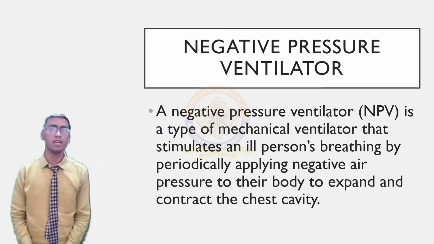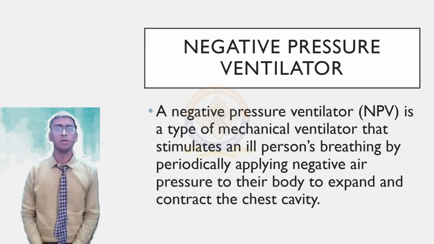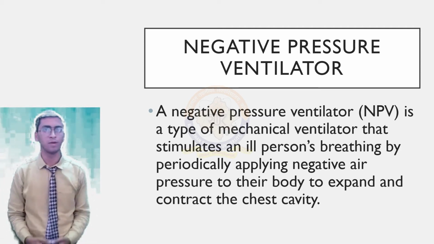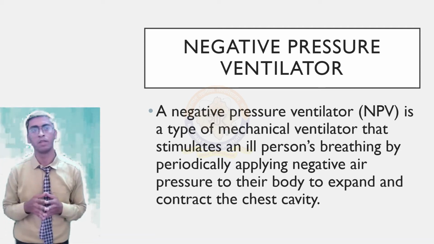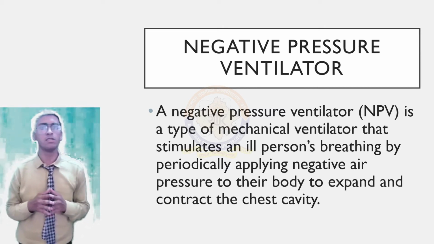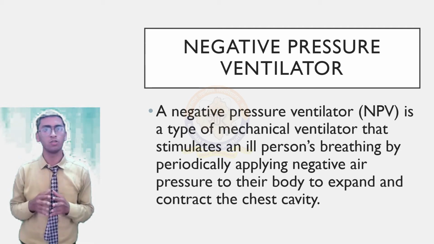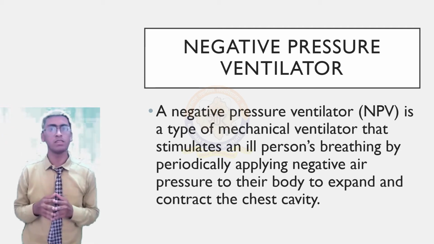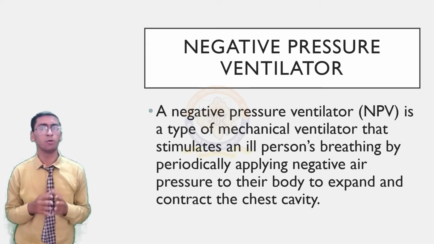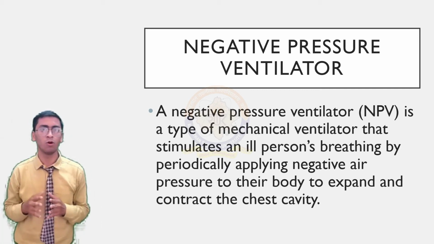Negative pressure ventilator. A negative pressure ventilator is a type of mechanical ventilator that stimulates an ill person's breathing by periodically applying negative air pressure to their body to expand and contract their chest cavity. Early negative pressure ventilators were known as iron lungs. The patient's body was encased in an iron cylinder and negative pressure was generated. The use of negative pressure ventilators is restricted in clinical practice because they limit positioning and movement and they lack adaptability to large and small body chests.